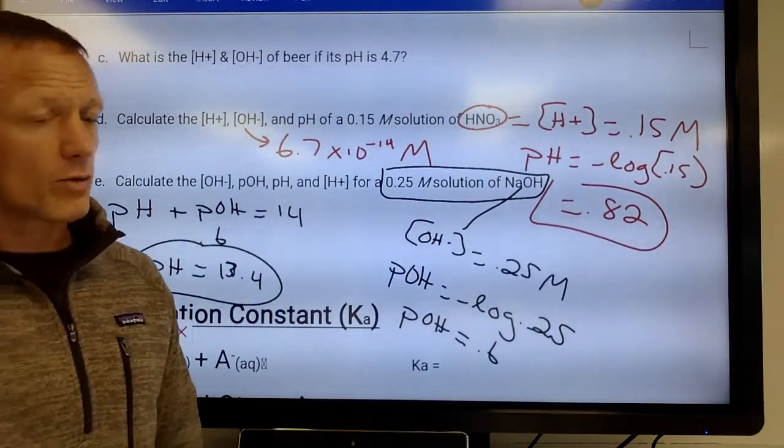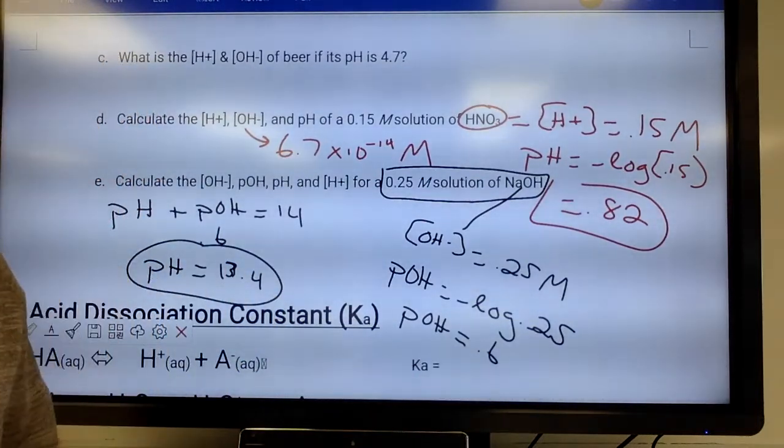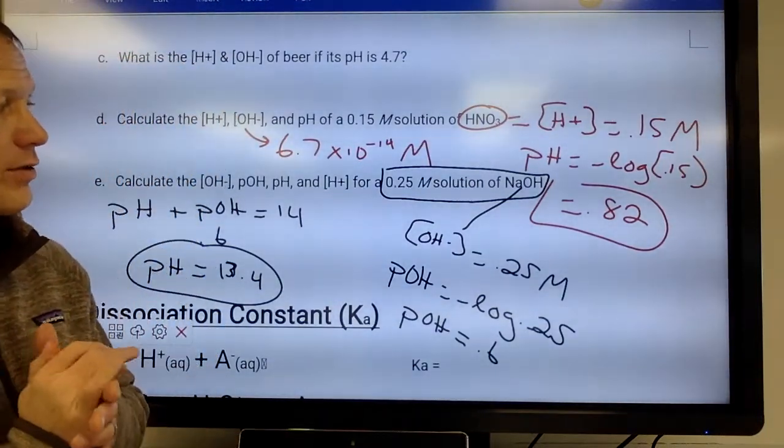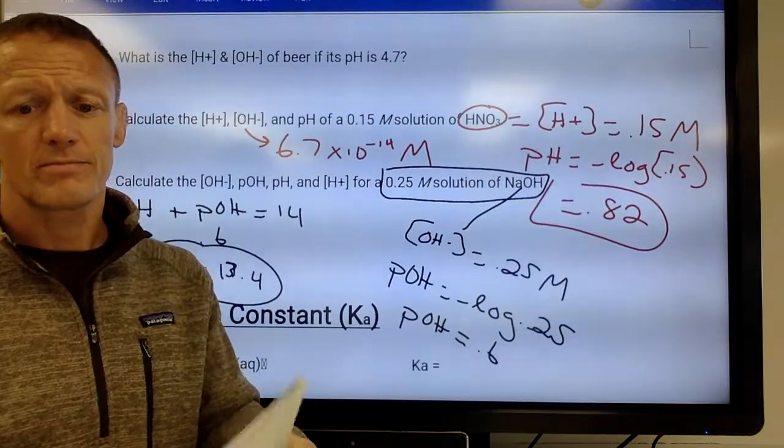So these equations may seem a little weird at first, but you'll figure them out. You'll also start figuring out some pHs can be in the negative values, but that's kind of weird, and we'll get into those. So just using those equations.